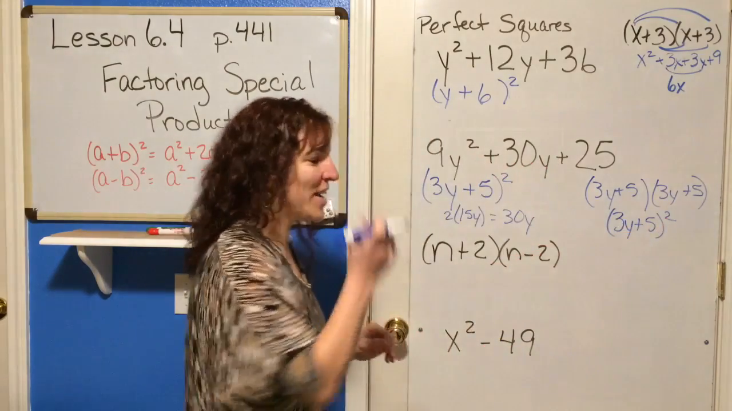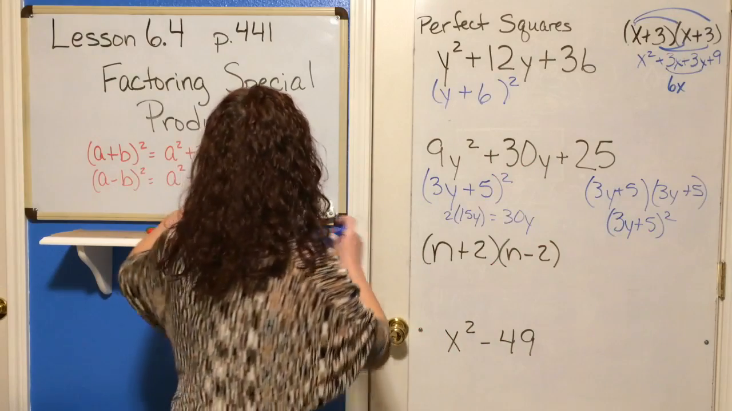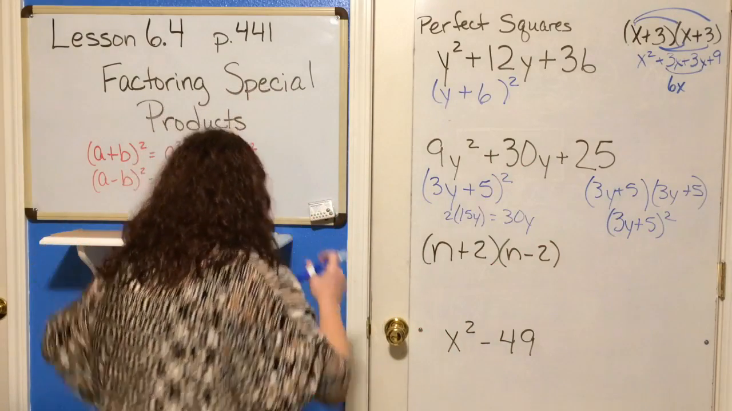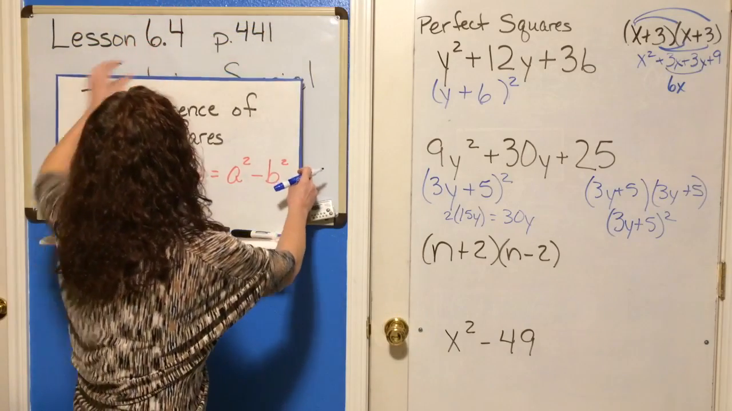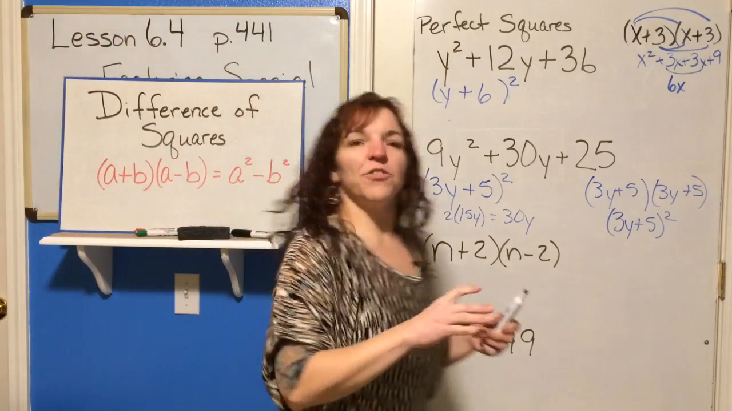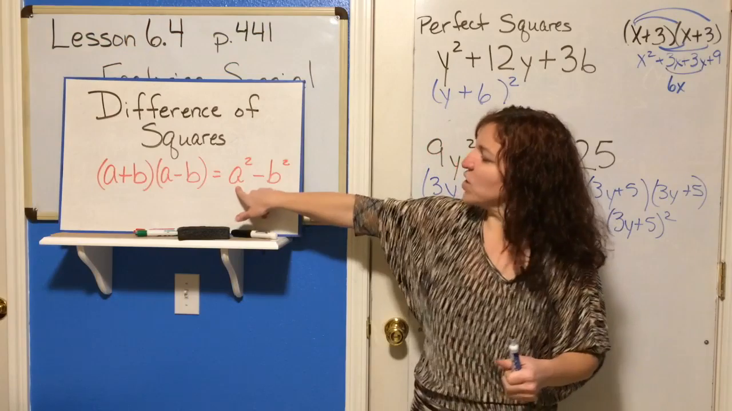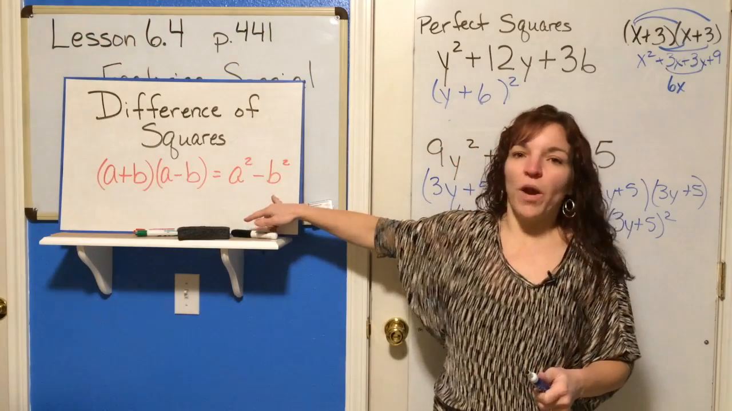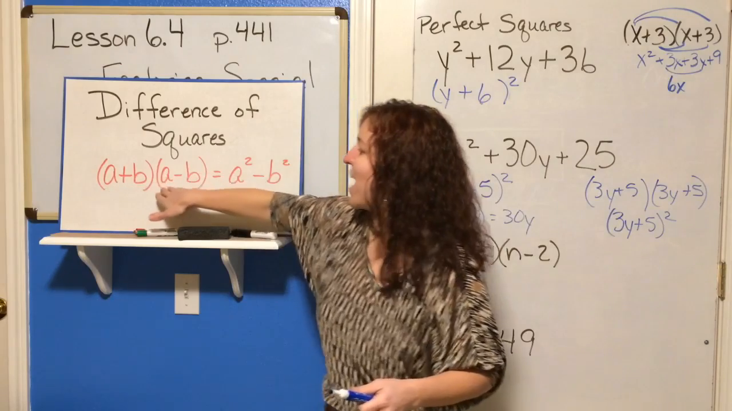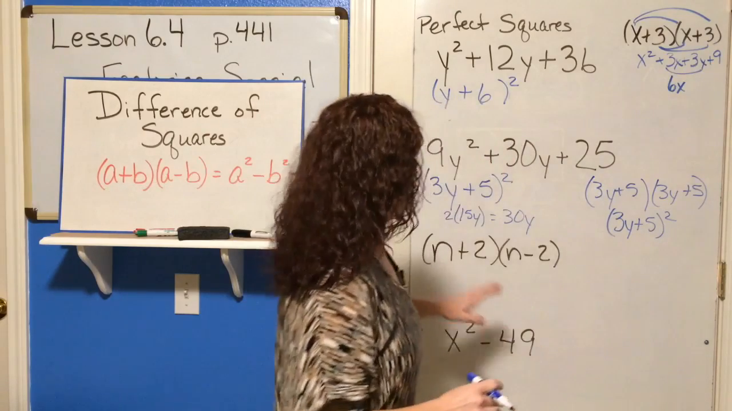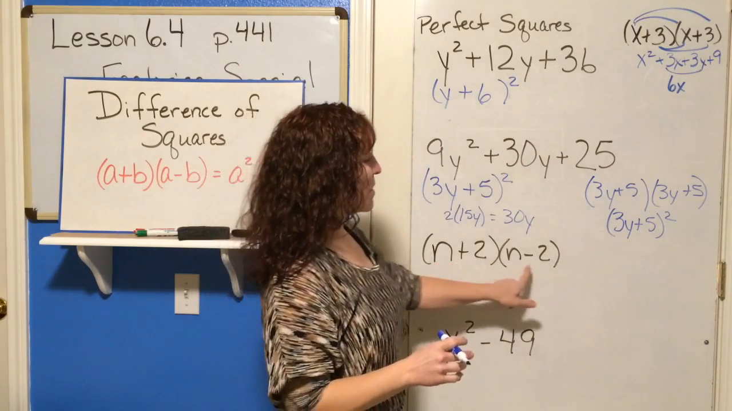Okay? All right. The next kind of special product that we have is the difference of two squares. The difference of two squares is when I have a squared minus b squared. And that comes when I have a plus b and a minus b. I'll show you. Right here, n plus 2 and n minus 2.